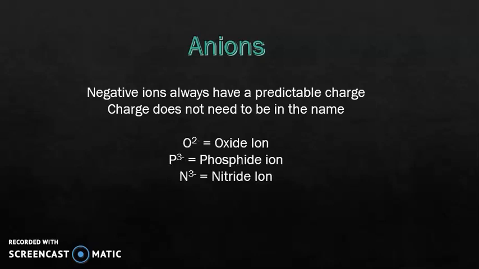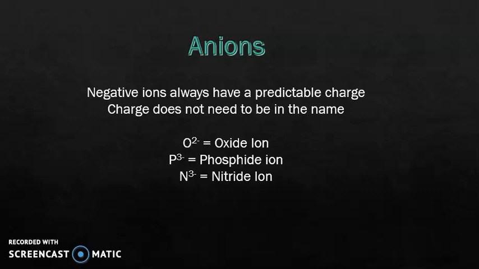Here's a couple examples. O2-, P3-, and N3-. Notice that all three of these things have two things in common. The name of the atom has changed. So instead of oxygen, it's now oxide. Instead of phosphorus, it's now phosphide. Instead of nitrogen, it's now nitride. So the ending of the element, we need to chop off the old ending and add IDE. And the last and most important part, of course, is to call it an ion.